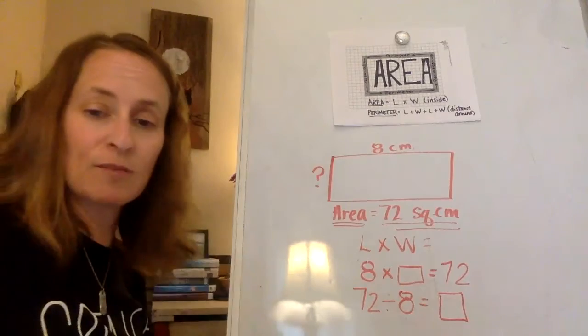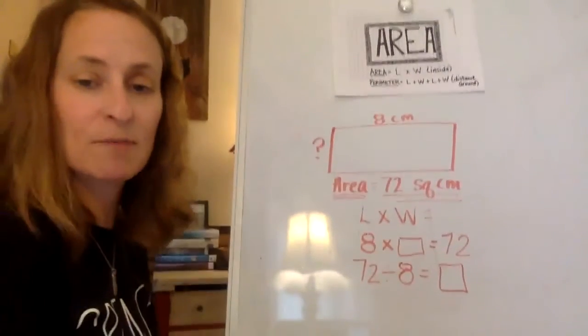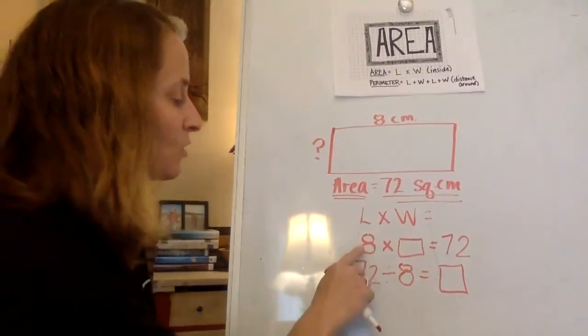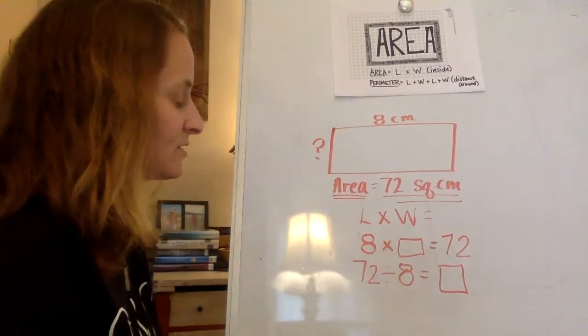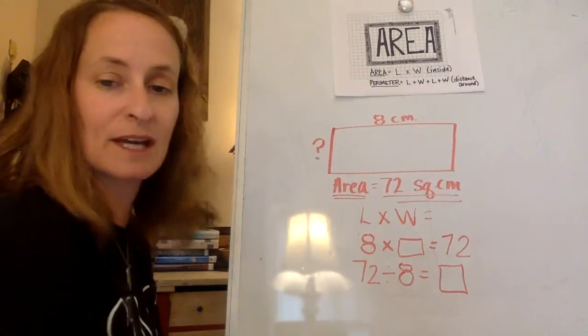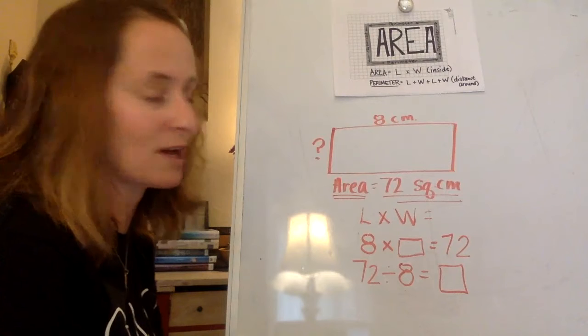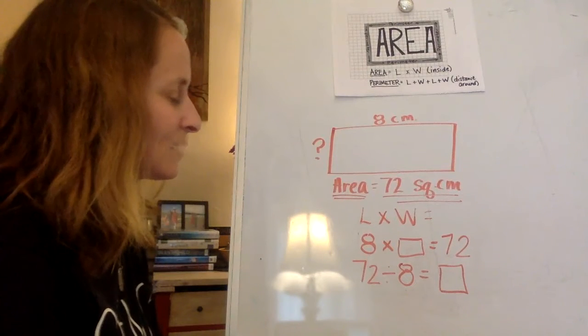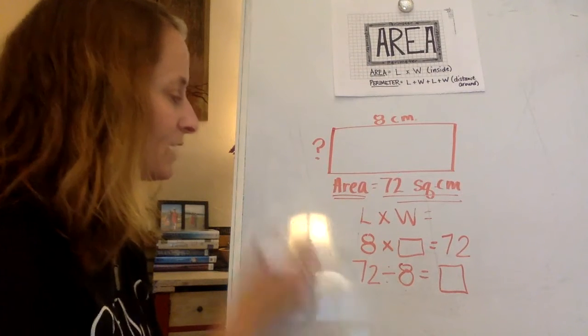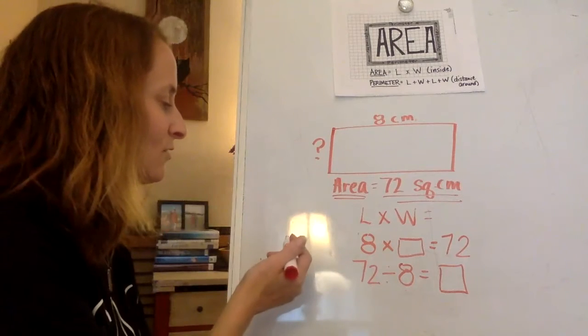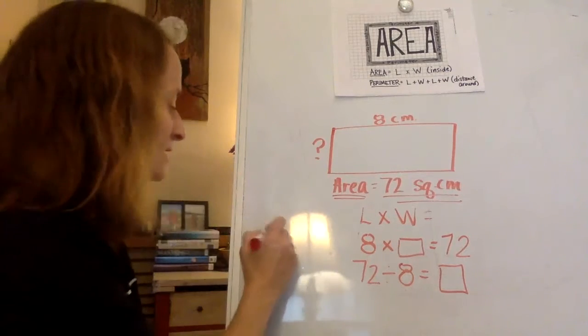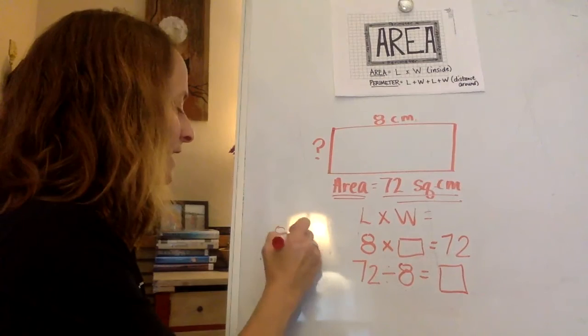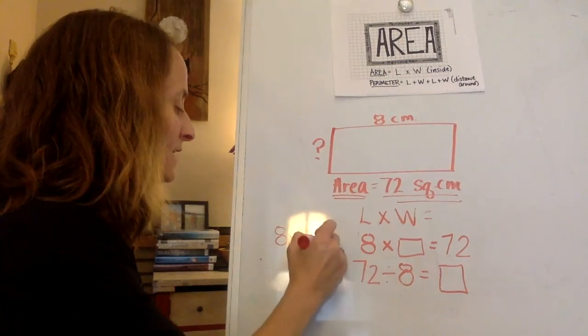Regardless of how you write it, boys and girls, you're going to come up with the same answer. So what times 8 is going to give me 72? Or 72 divided by 8? Oh boy, this is a large fact. Think back. Well, I know, wait a minute. I know 8 and 8, 8 times 8 is 64.